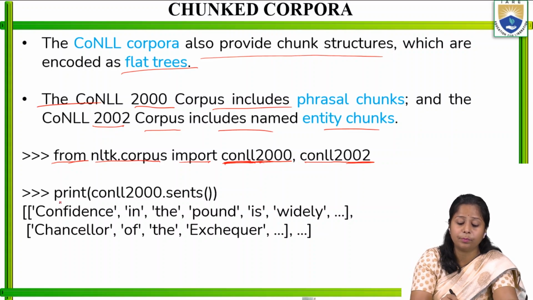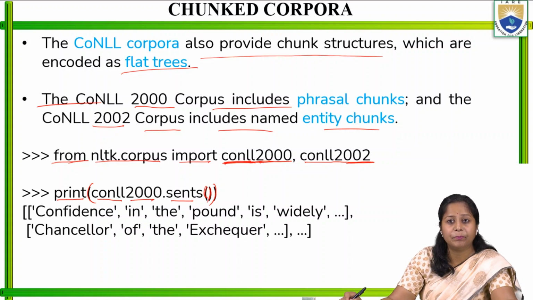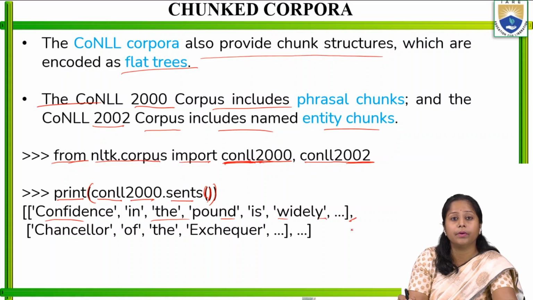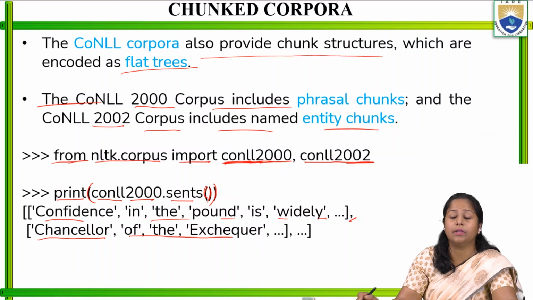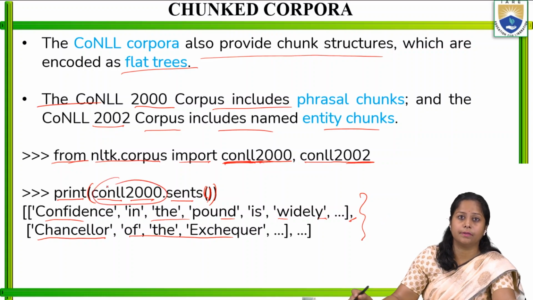Now in the next line, I need to print in the print function conll2000.sents(). Now it is going to give me all the chunked POS tags together. So one chunk has been made by a number of tags together, like confidence in the pound is widely. Now the next chunk will give chancellor of the exchequer, likewise. So this is the output of this line when the conll2000 corpus is called.